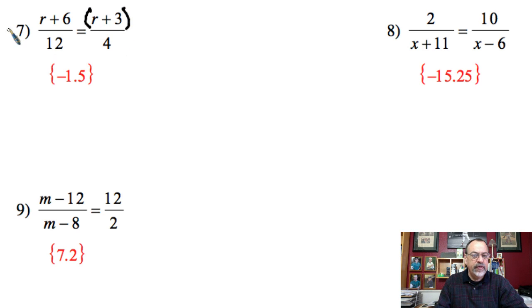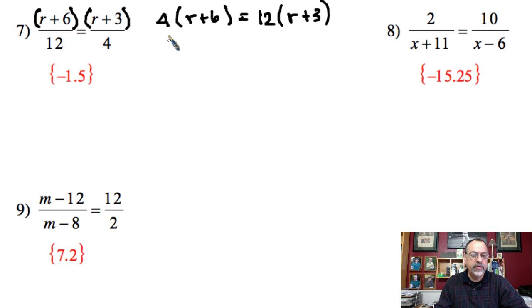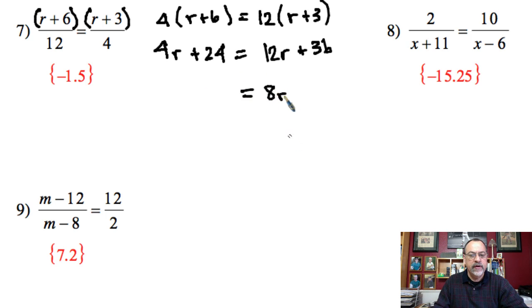So I have two things going on here, so I want to make sure I put parentheses around both of those. And then the product of the extremes, so this is 4 times r plus 6 is equal to the product of the means, 12 times r plus 3. So I just have two distributive things to do here. So 4r plus 24, equals 12r plus 36. So I'm going to move the 4r over here so I keep the r positive. So that's going to be 8r. And I'm going to move the 36 over here, so that's going to be negative 12.